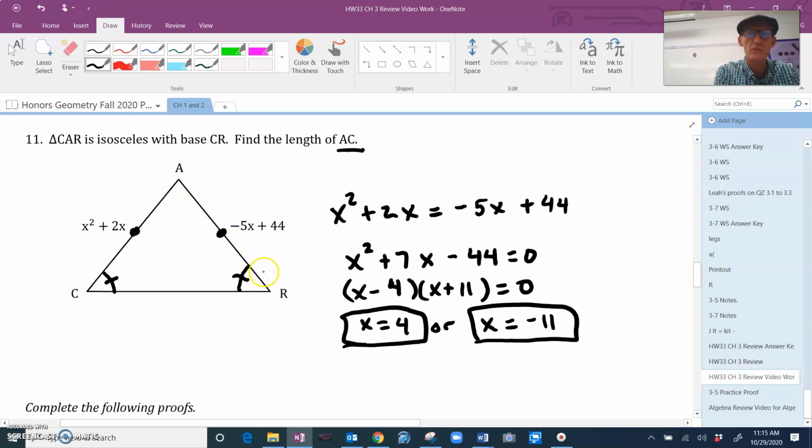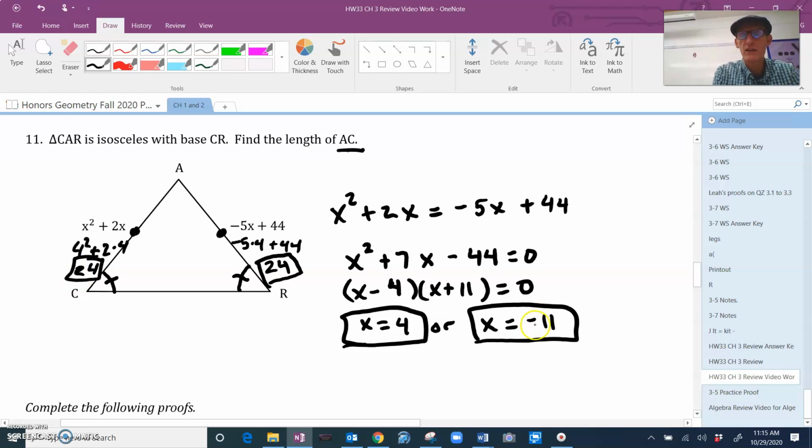So if we want to find the length of AC here, that's our task, it's going to be the same as the length of AR. Now, if it were me, I'd just substitute it into AR. So I'm going to substitute the 4 in, and I get negative 5 times 4 plus 44. That's negative 20 plus 44, that's 24, not 20. Right, that's 24. And this should also be 24. So 4 squared plus 2 times 4, that's 16 plus 8, which is also 24.